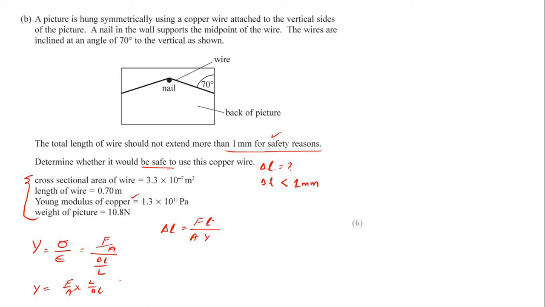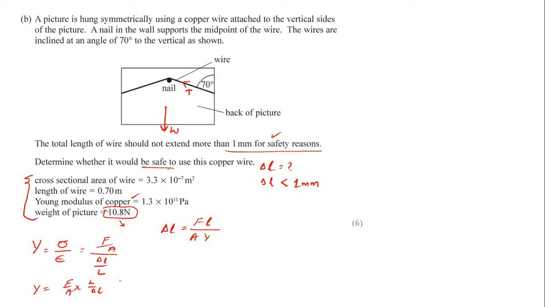So the length is given, which is 0.7. Y is the Young modulus, 1.3 times 10 to the power 11. And the area is 3.3 times 10 to the power minus 7. The only thing you need to think about is F. F is the force. Some students may think that this is the weight and take it as the force, which is the wrong idea. If you see the situation, the weight W is acting down, and you have a tension T acting in the wire. So basically, you need to figure out the tension that causes the extension in the wire.